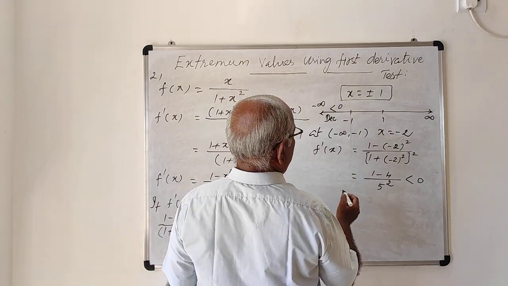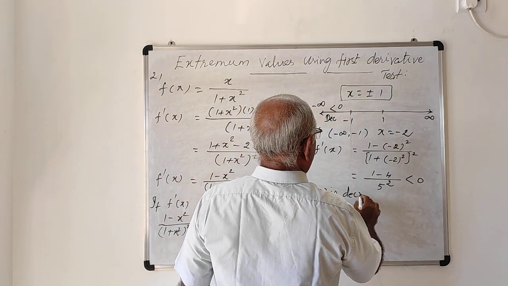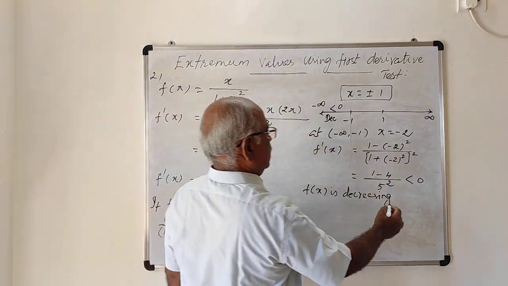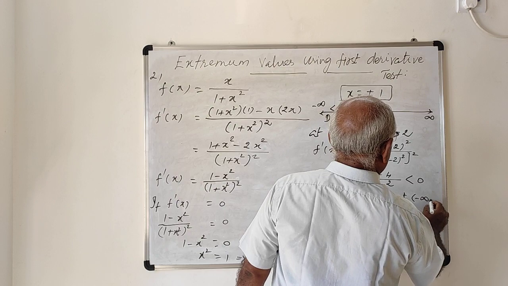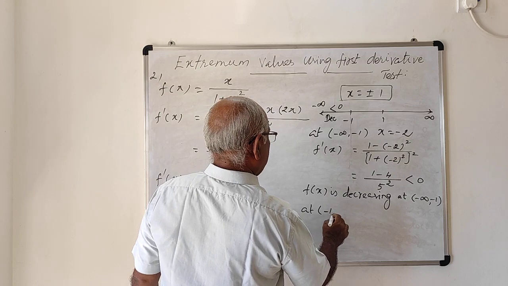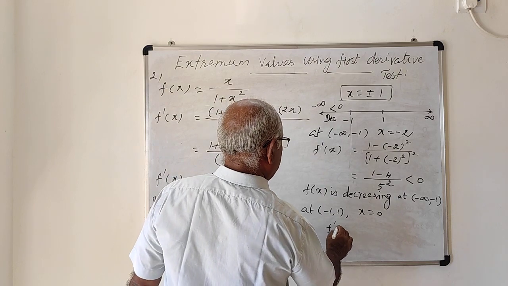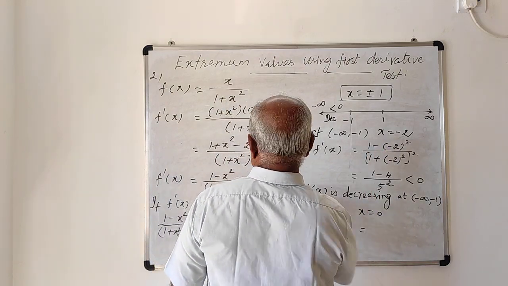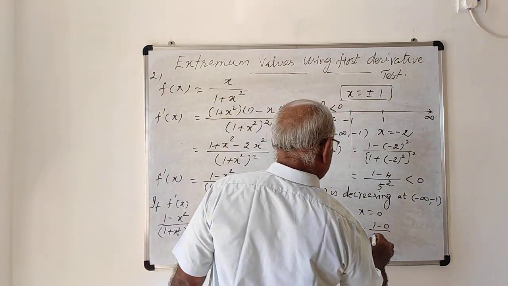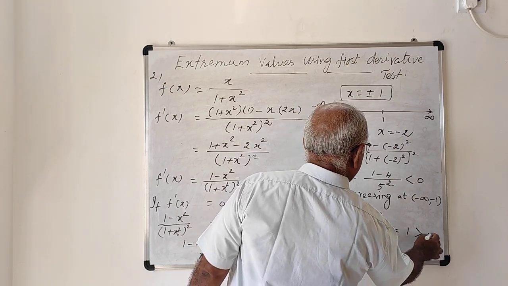Next, f dash of x is negative, so f of x is decreasing in the interval minus infinity to minus 1. Next, in the interval minus 1 comma 1, say x equal to 0, f dash of x is (1 minus 0) by (1 plus 0) whole square, that is 1 by 1, it is positive.